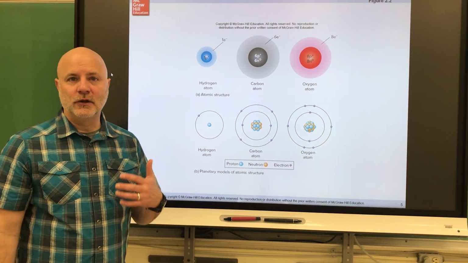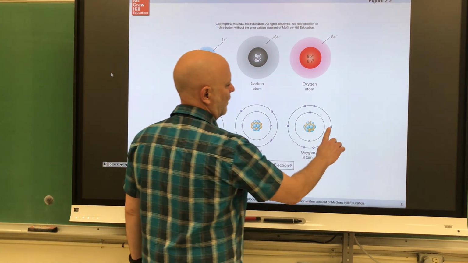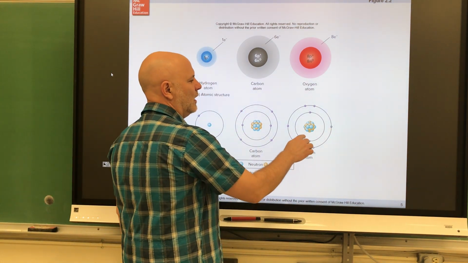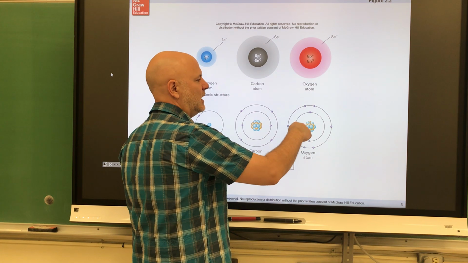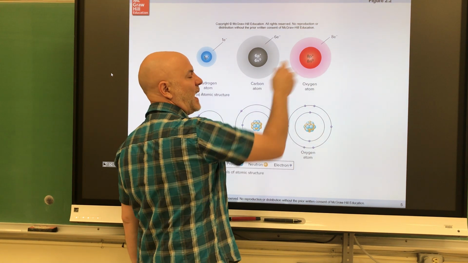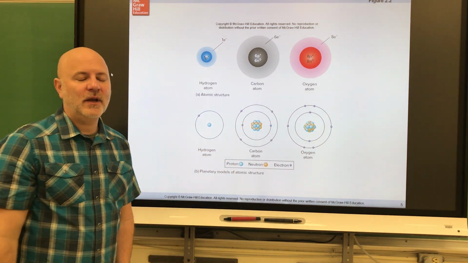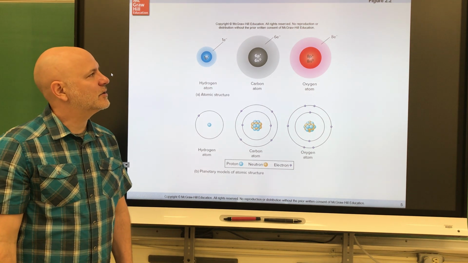Conversely, if it lost an electron, so got rid of this one over here, then it would have 7 electrons and 8 protons. So the number of positively charged protons would be higher than the number of negatively charged electrons.